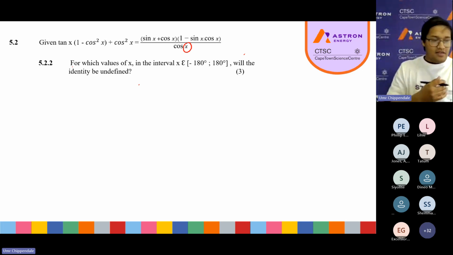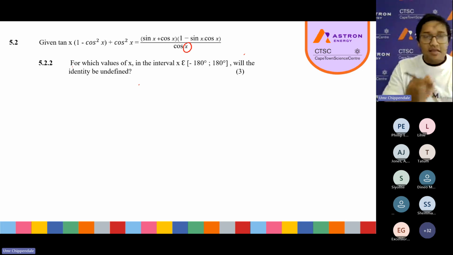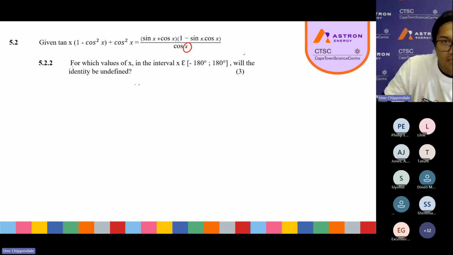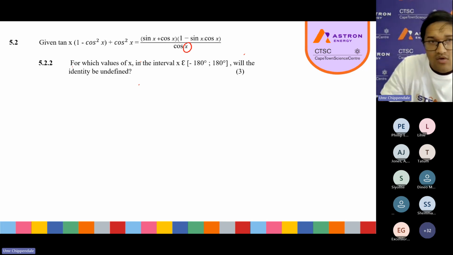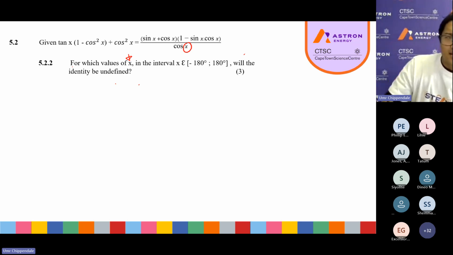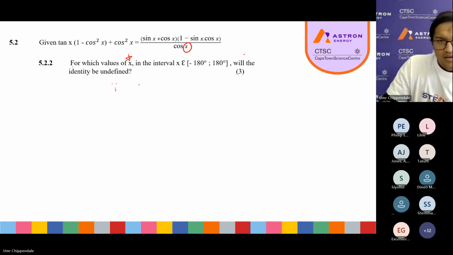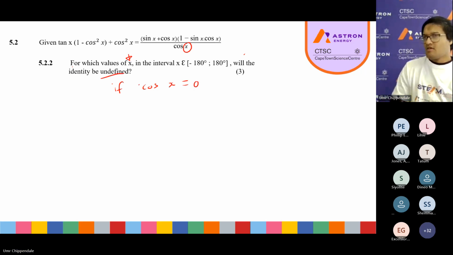But what I feel like saying is that if we manage to make this entire part over here, that's x, where they're asking which value of it will make it undefined. Do you agree if I say, if cos of x is equal to 0, this will be undefined? Because we can't have any number divided by 0. Even if you try it now on a calculator, you'll get an error.